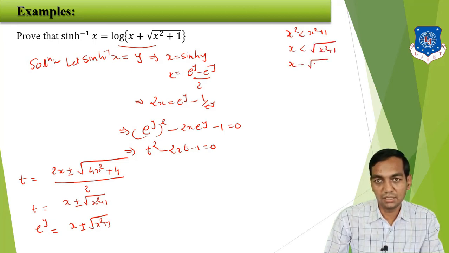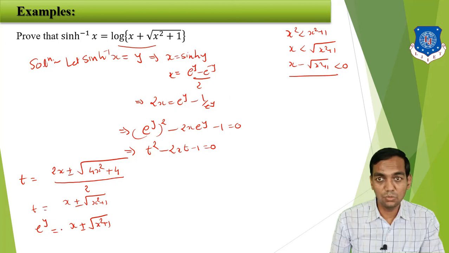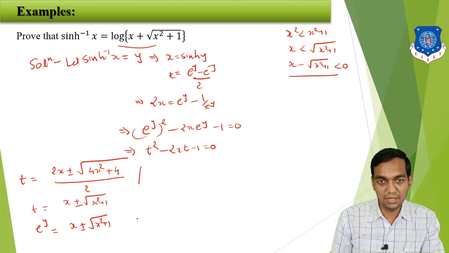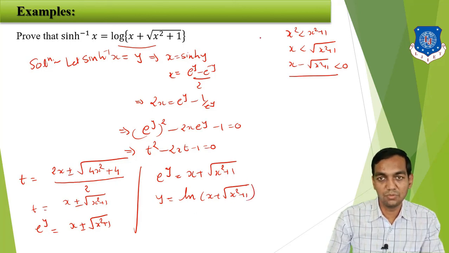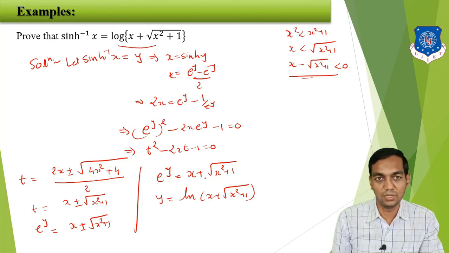And if you are taking the subtraction, then this is going to be negative. But e raised to y is never going to be negative. And that's why we are considering only the positive part. So e raised to y is equal to x plus under root of x square plus 1. And therefore y is equal to log of x plus under root of x square plus 1. So please remember, since this is negative, that's why we have considered only positive.